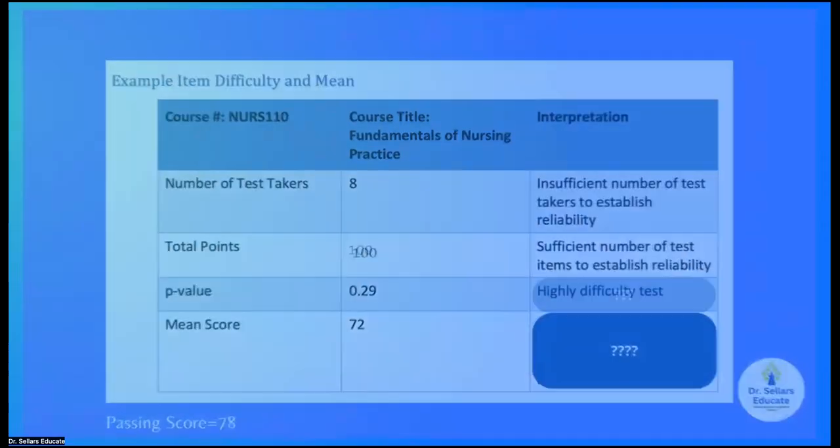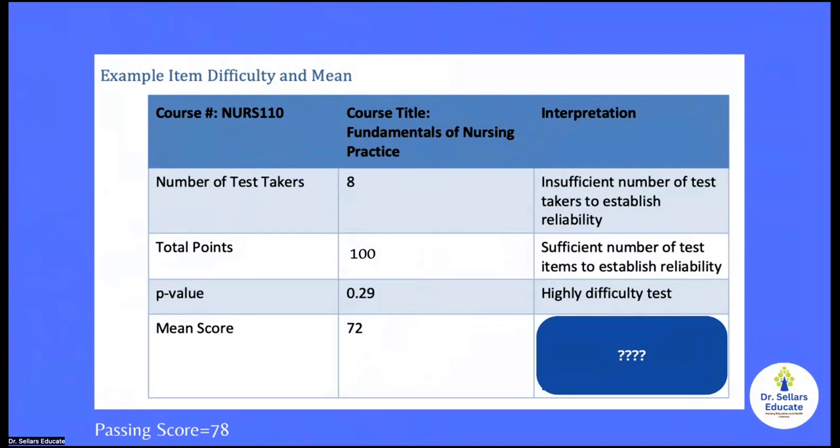And then the p-value of 0.29, what does that tell you? If you wrote down high difficulty, you are correct. Remember when we looked at the example of item difficulty, which is the purpose of this snapshot, it is looking at that range of 0.30 tells us, or less than 0.30 tells us that there's a high difficulty level because only 30% of students chose the correct answer. So the p-value of 0.29 tells us that 29% of the students chose the correct answer.